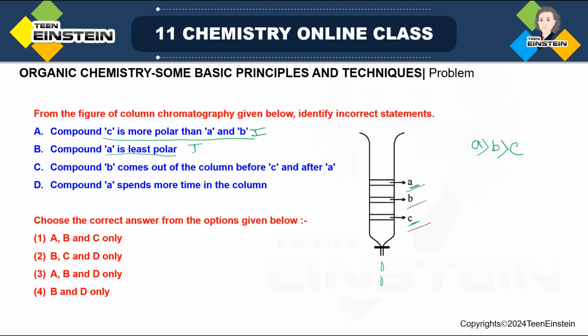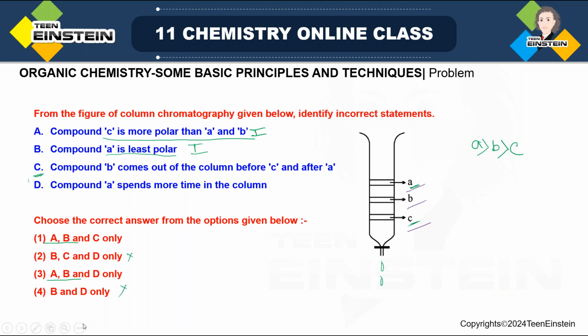Then compound A is least polar. This is also incorrect, because A is maximum polar. It is not least polar. Then compound B, that is C. Okay, one thing just notice that we already know A and B both are false. Now A and B together you can find in option 1 and in option 3. That means these two you can cancel.